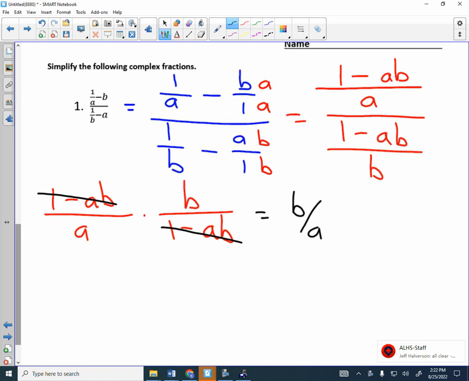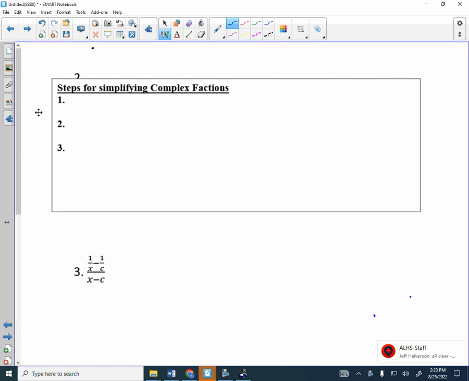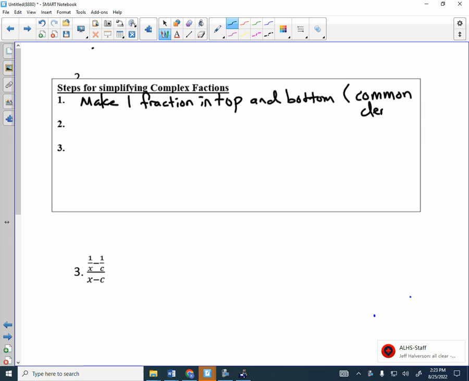So can everybody see that when you start with this, it's much better to end with that? This is the simplified result. We do not allow complex fractions. So flip it over. Let's write out the steps. What's the first thing you do? Make one fraction on the top and on the bottom. This often involves a common denominator.